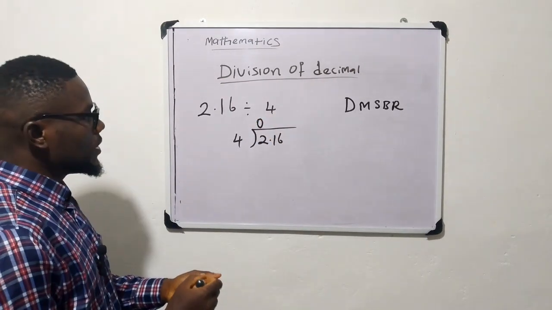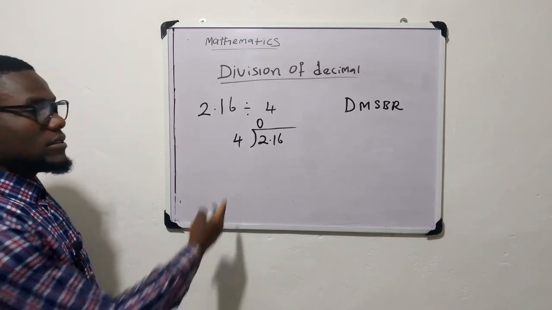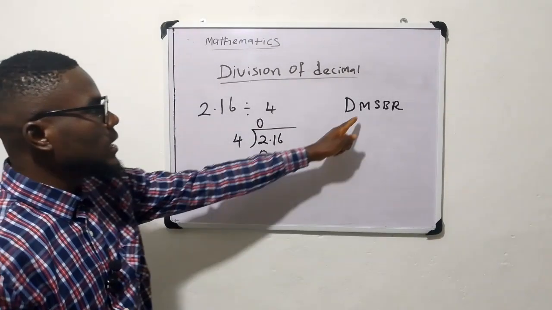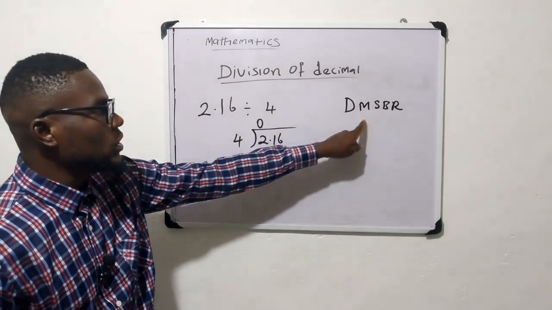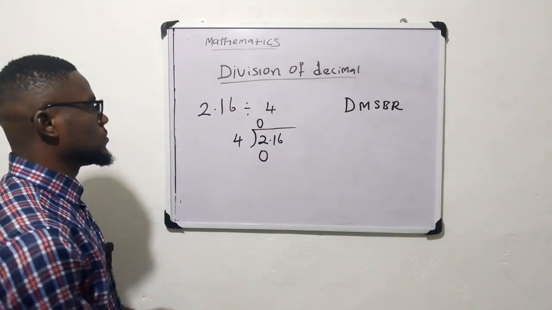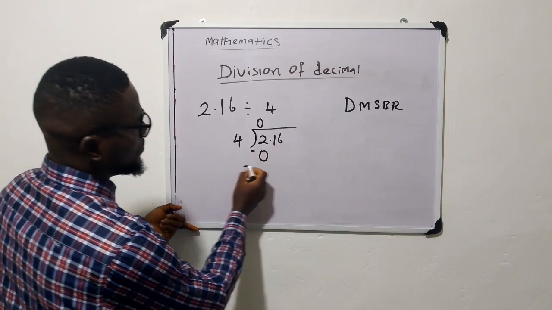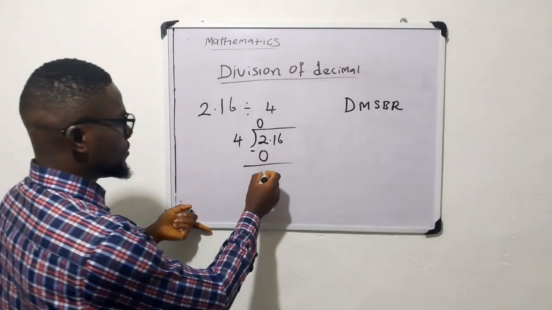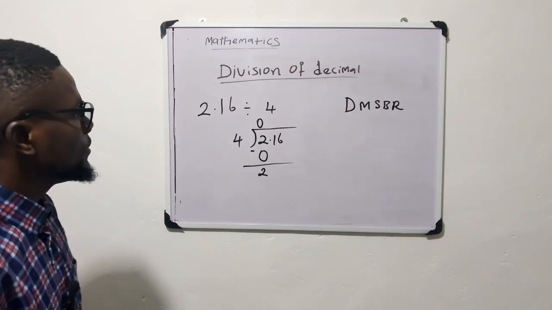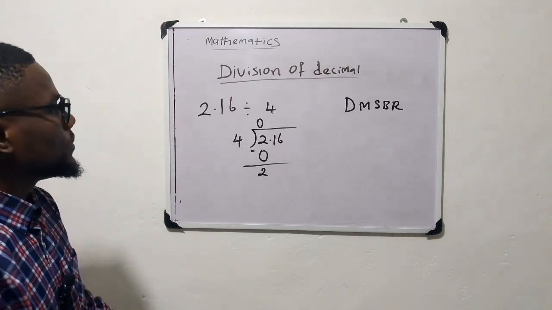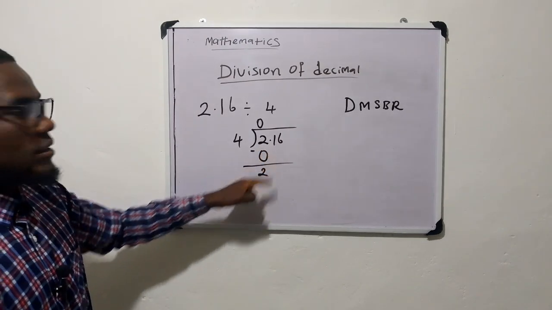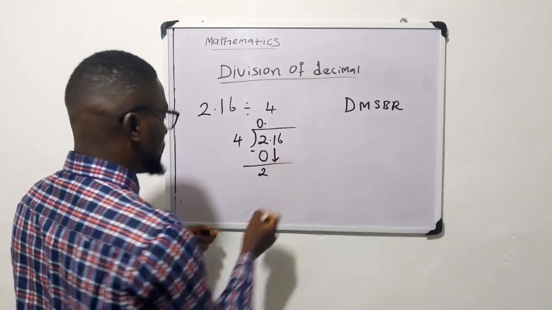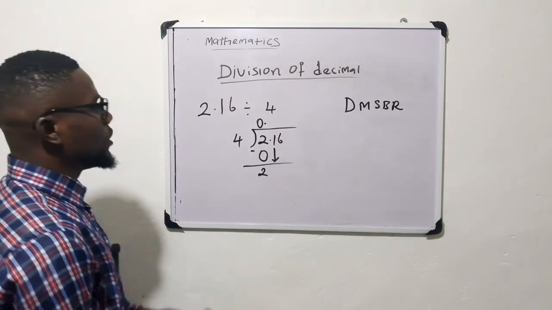Okay. Now 0 multiplied by 4, you know, is what? 0. Now, from the steps, we're done with multiplication. We have what? Subtraction. Now, if you subtract 0 from 2, you have 2 left. All right. Now, what are you going to do now? There is a decimal point here. You can bring it up here. Now, bring down. So we're going to bring down 1 here.